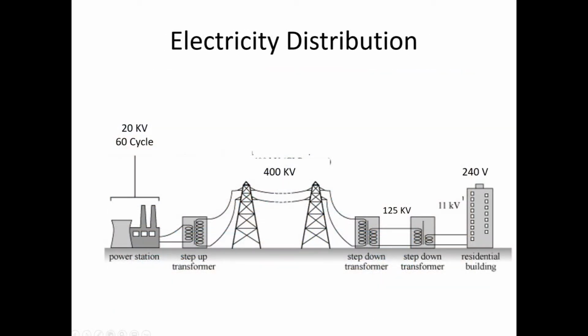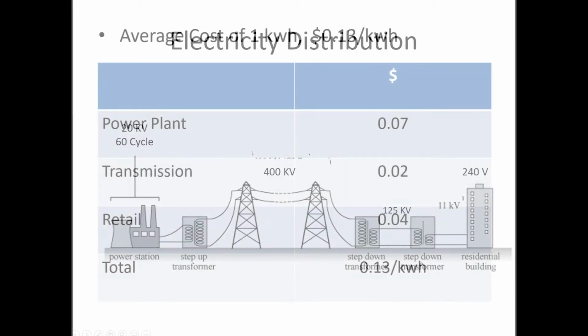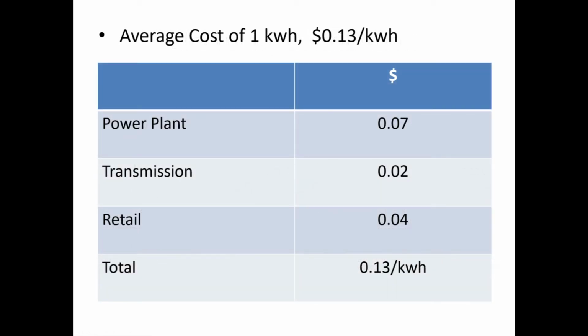The distribution of electricity consists of three elements: the power plant, transmission lines that carry power to local substations, and the local utility that connects the substation to the meter on your home. We buy electricity in units of kilowatt hours. One kilowatt hour is the energy used to burn a 100-watt light bulb for 10 hours. The average cost of a kilowatt hour in the USA is 13 cents.